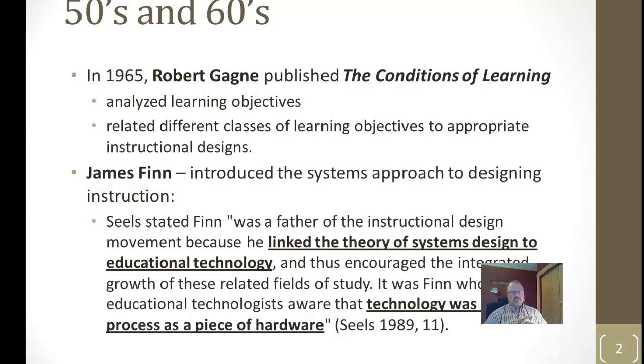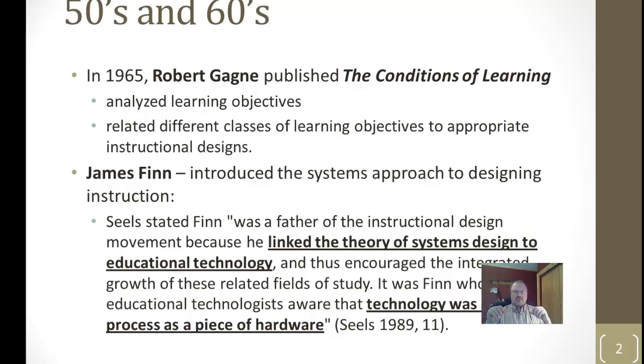Now James Finn, also in the '60s, introduced a systems approach to designing instruction. I really think about this as the systems, and I can relate this to the systems analysis and design model that we use to develop information systems. It really works hand in hand. It's very similar. So Searle stated that Finn was a father of the instructional design movement because he linked the theory of systems design to educational technology. So at this point, you're taking a theory and tying it into the technology that's available at the time.